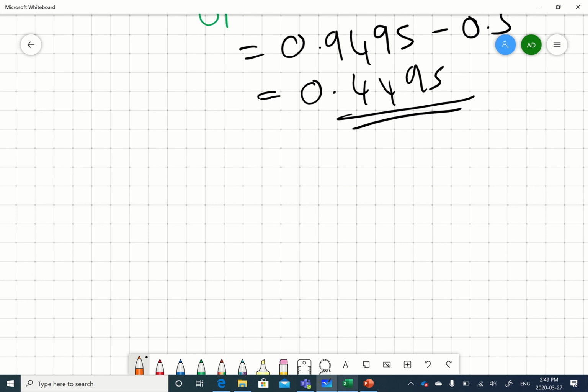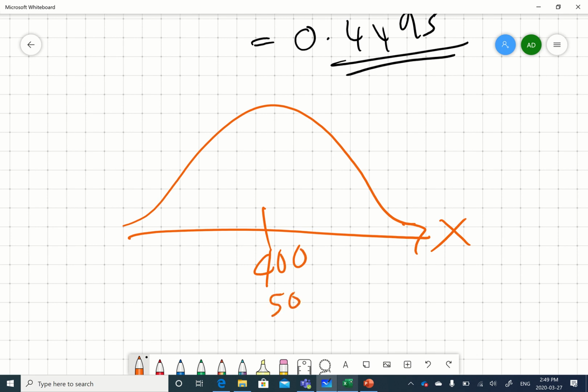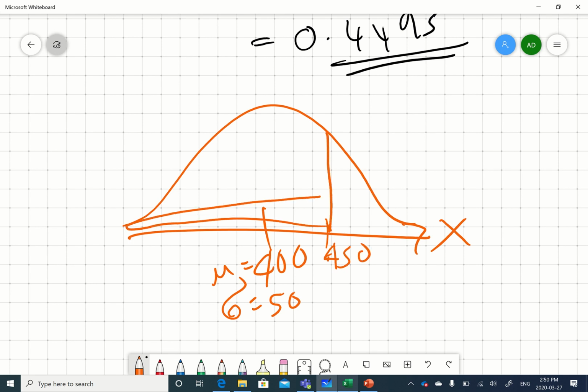Also as a practice, take the same picture, same probability distribution, mean is 400, standard deviation is 50, and see if you can figure out the complete area to the left of 450. If you want the area to the left of 450, that means you're directly reading the lower reading, probability lower, right?